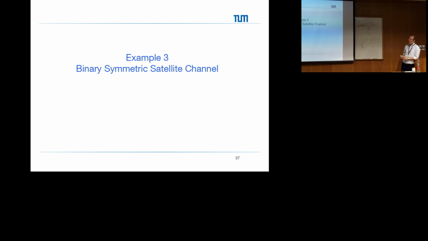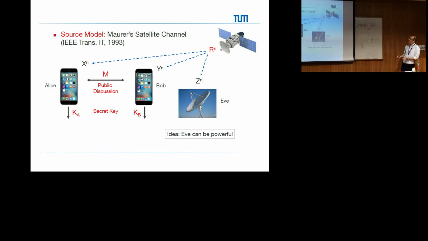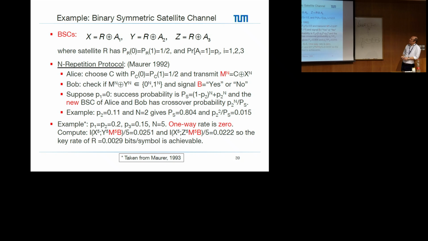Let me quickly go over to Uli's channel, so back to the satellite channel. I'll show you a numerical example of what he did. It's just the situation: random bits from the satellite, binary erasure channel here, binary erasure channel here. Both of these will be very noisy, like crossover probability 0.4, and Eve will have a good channel. So here's the model: R plus A1, R plus A2, R plus A3. Random bits have probability half, and let's assume the crossover probabilities are P1, P2, P3.